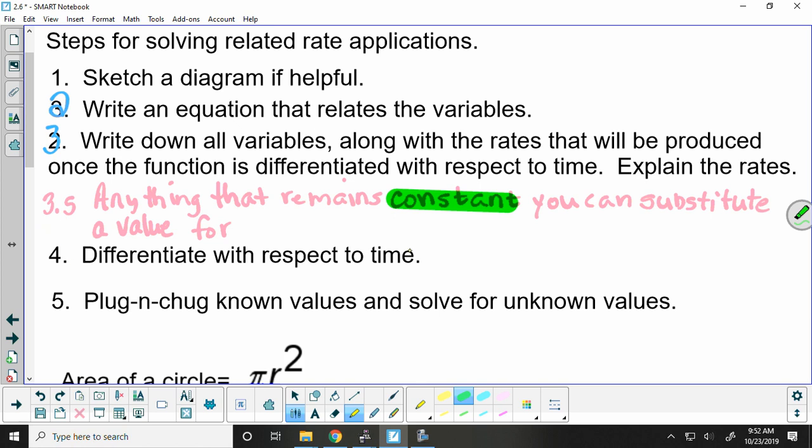Then you'll differentiate with respect to time. Oh, and there's that awful word. Yes. I learned that from a science teacher. I should have known better. And then substitute known values and solve for the unknown. That really puts us ahead for the next lesson.